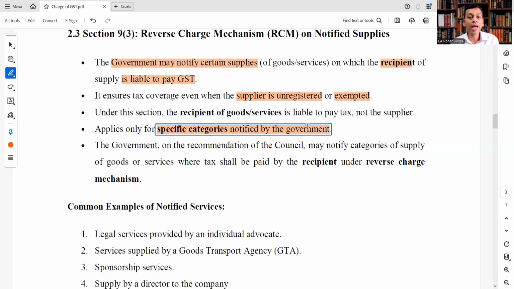To whom is it applied? It applies only to specific categories notified by the government. The government, on the recommendation of the council, here also the council will recommend to the government, may notify categories of supply of goods or services where tax shall be paid by the recipient under the reverse charge mechanism.